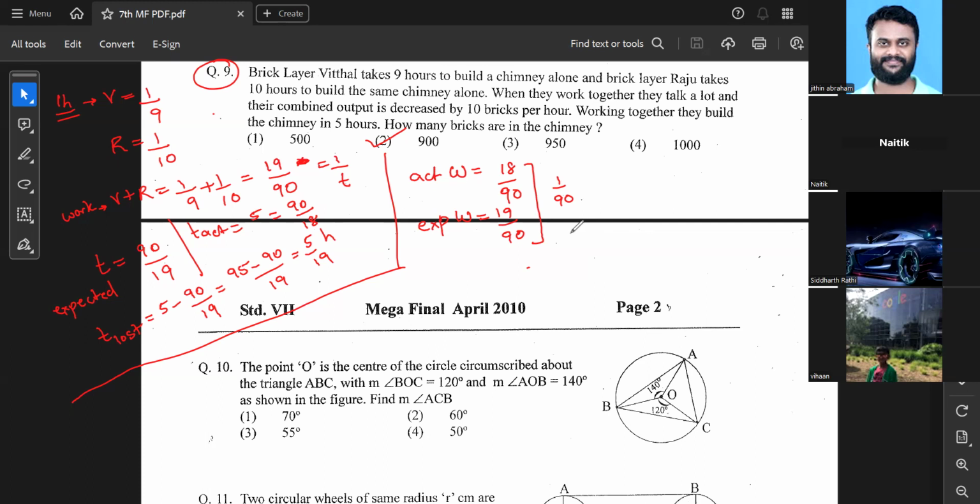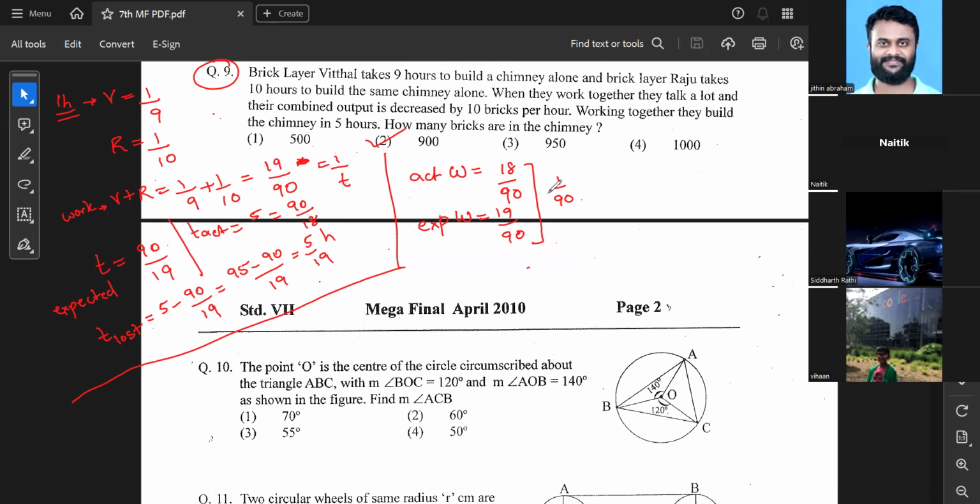Yes, sir. I believe after this it is very simple, because if 1 by 90 of work is lost, then you simply ignore this one. You take this 90. Basically they have lost one brick in 1 hour. So in order to lose 10 bricks, we'll have to make this 10. So this is the lost work.